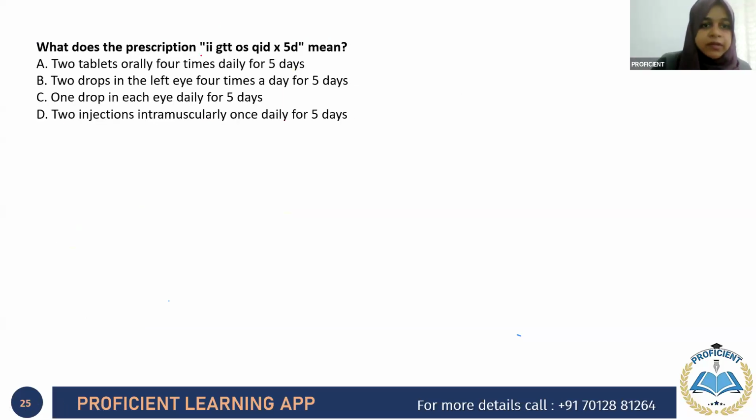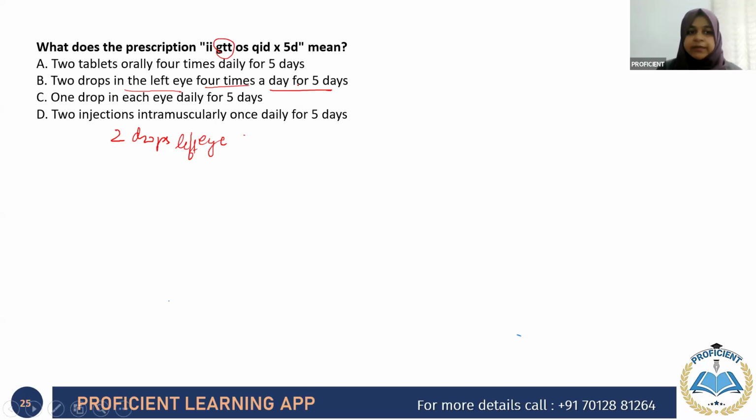So questions. Okay, we'll look at the questions. What does the prescription 2 GTT OS QID times 5D mean? 2 means 2, right? GTT? Drops. Good. OS is left eye. Good. QID, 4 times a day, for 5 days. So the answer is 2 drops in left eye 4 times a day for 5 days.